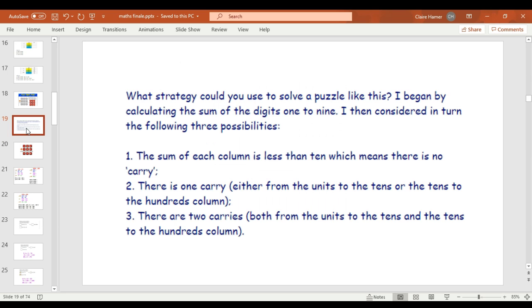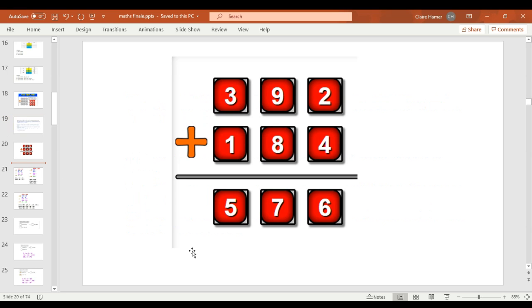On this screen there are a few different strategies that you might have thought about. So you could have maybe added up all of the digits, all of the 1 to 9 digits, and then come up with a system using that number. You may have thought about carrying. I thought about carrying and worked out where would be the best place to do that. So let me know how you got on.